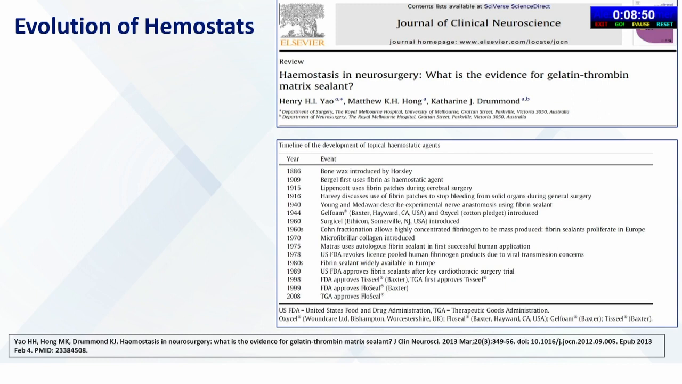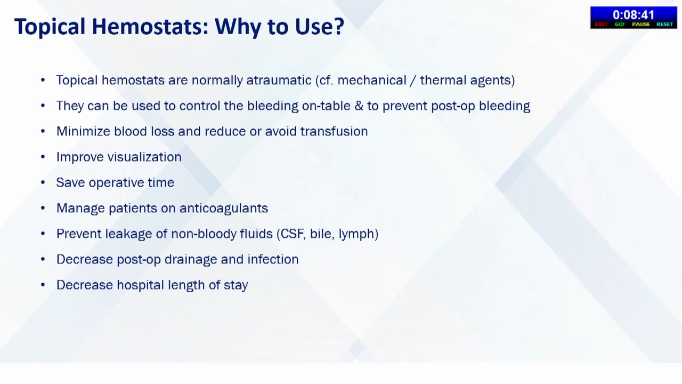There are examples like fibrin sealants, then hemostatic matrices, and now certain patches are also coming. These topical hemostats are normally atraumatic when compared with thermal or chemical agents. They can be used to control bleeding on the table and in the post-op phase also. They minimize blood loss, improve visualization, which is really important for a neurosurgeon, and save operative time. The most important thing is that they help manage patients on anticoagulants.